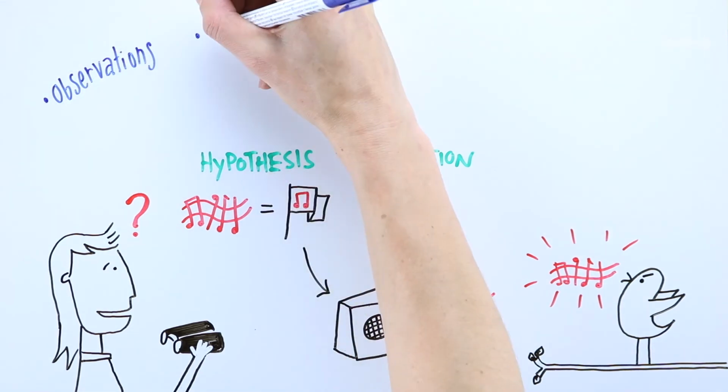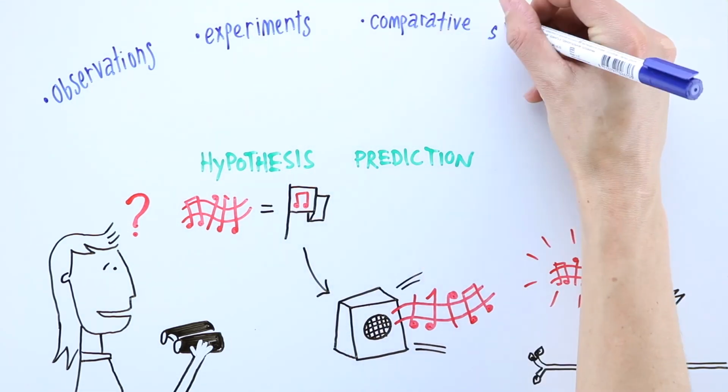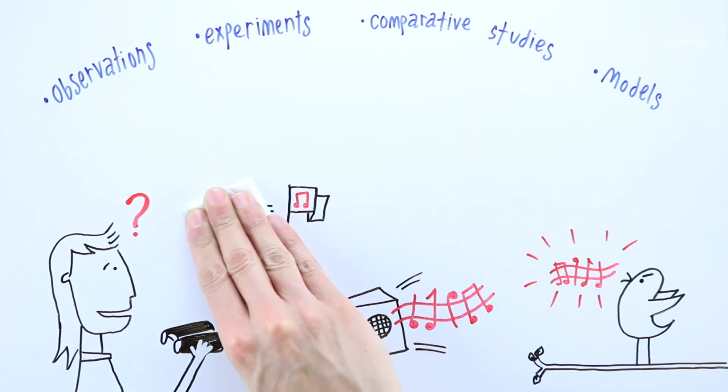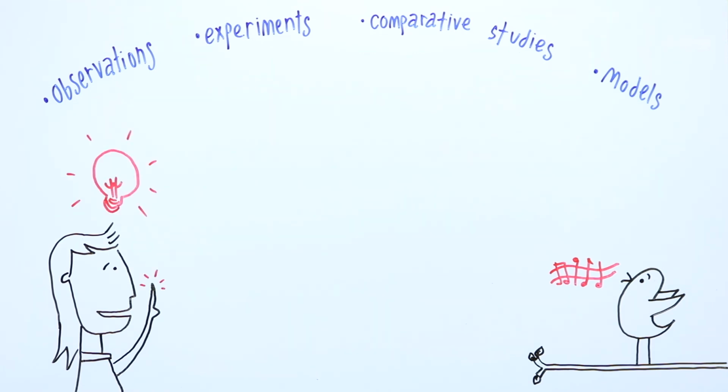By observations, experiments, comparative studies, or theoretical models, you can test such hypotheses. The results of these types of studies have gained and will gain more insight into why animals do what they do.